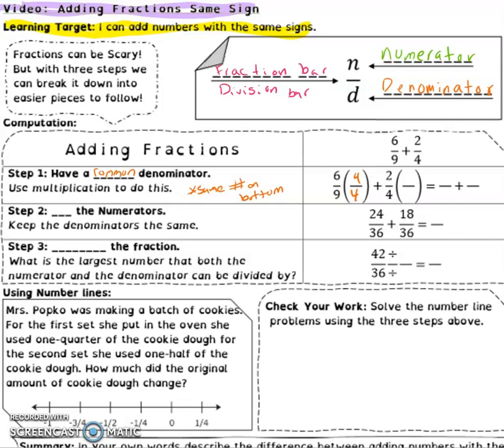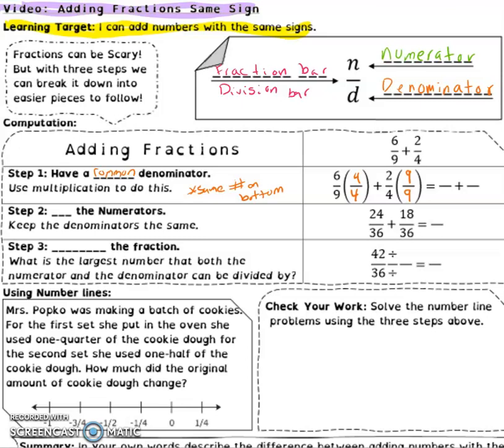So we need to multiply 4 times something that will equal the same thing as 9 times 4. Pretty easy to figure that out. We're going to go with 9. And again, if we do something to the bottom of our fraction, we need to do the same thing to the numerator of our fraction. So we're going to multiply the top of that fraction also by 9.